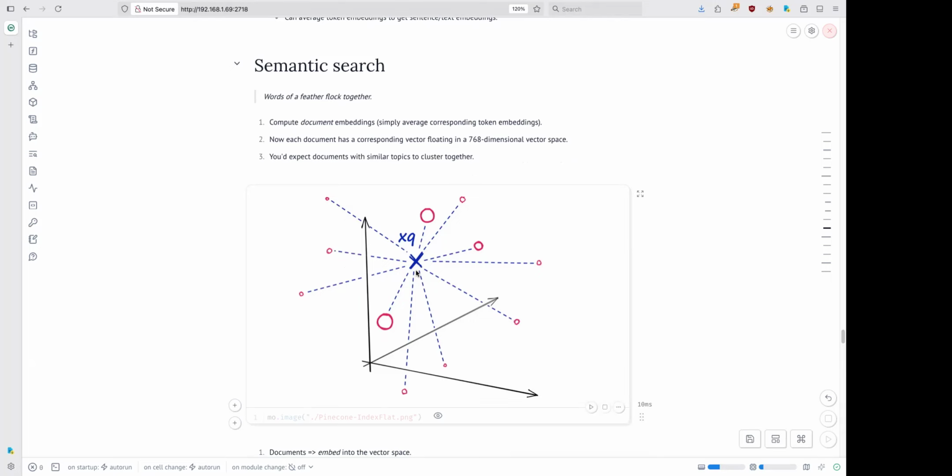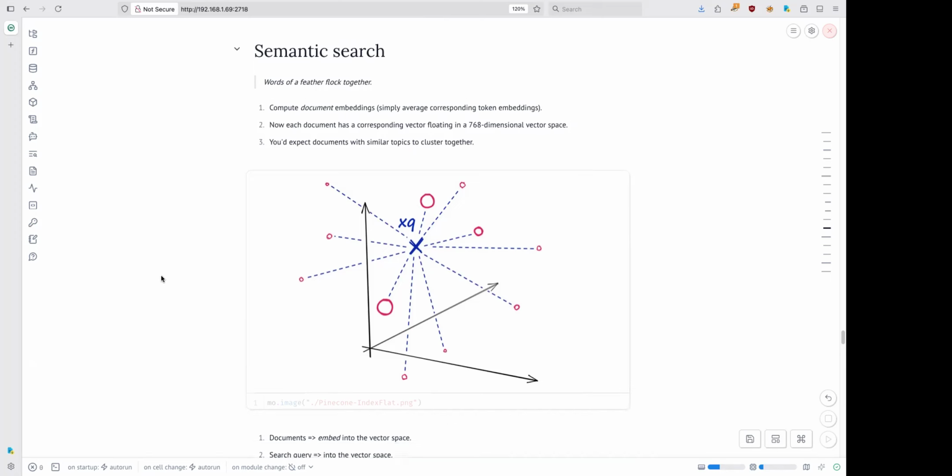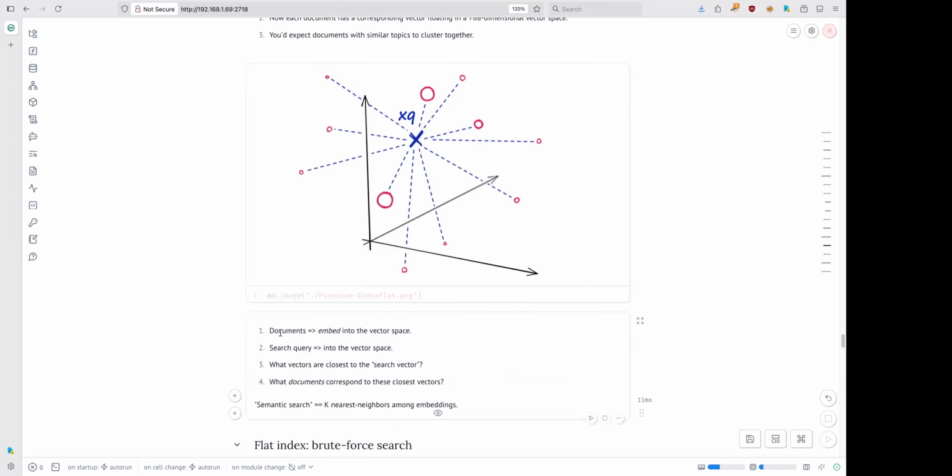And you literally look at all the other surrounding vectors. Your goal is to see which vectors are closest to the embedding of the query. This is vector search. This is semantic search. This is an instance of semantic search that has become popular lately. So we get our documents, embed them into the vector space. We get the query, embed it into the vector space, and we need to see what vectors are closest to the search vector.